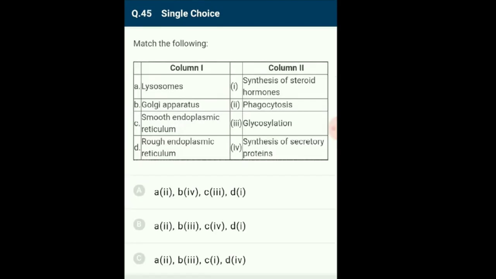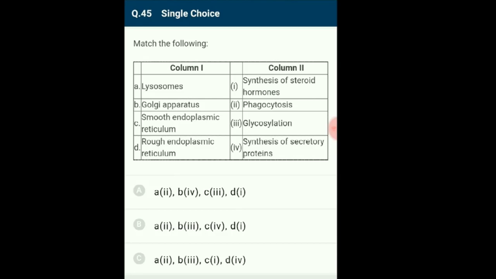Question number 45. Match the following. Lysosomes is generally called as phagocytosis, the process by which a cell, often a phagocyte or protist, engulfs a solid particle to form an internal vesicle known as phagosome. Golgi apparatus is generally called as glycosylation, the formation of glycoside. Smooth endoplasmic reticulum: synthesis of steroid hormones, for example glucocorticoids, mineralocorticoids, androgens, estrogen and progestogen.